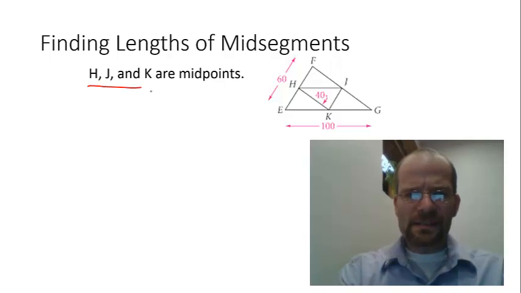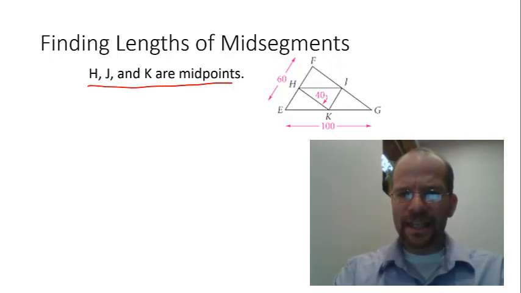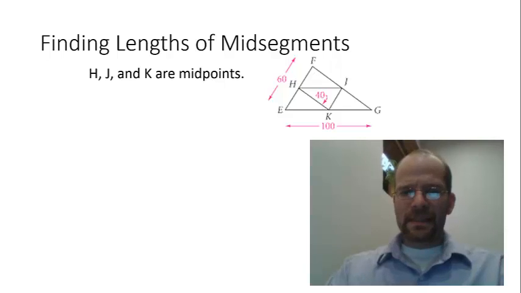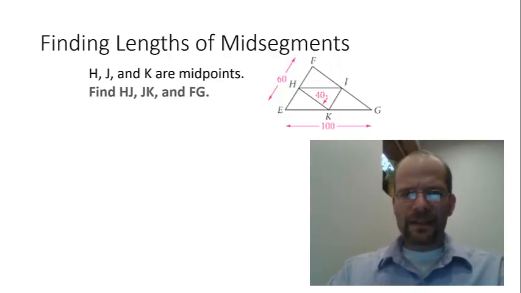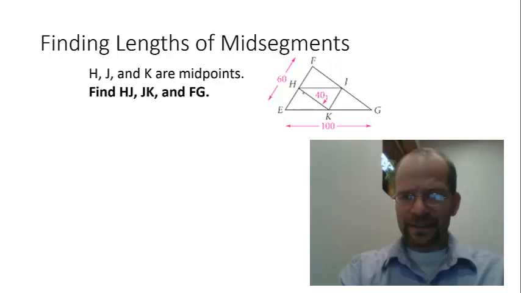and it stipulates here that H, J, and K are midpoints. So since those are midpoints, that means segment HJ is a midsegment, segment JK is a midsegment, and segment HK is the third midsegment. So we've got three midsegments. And the thing we want to find out here is the length of HJ and the length of JK and the length of FG.